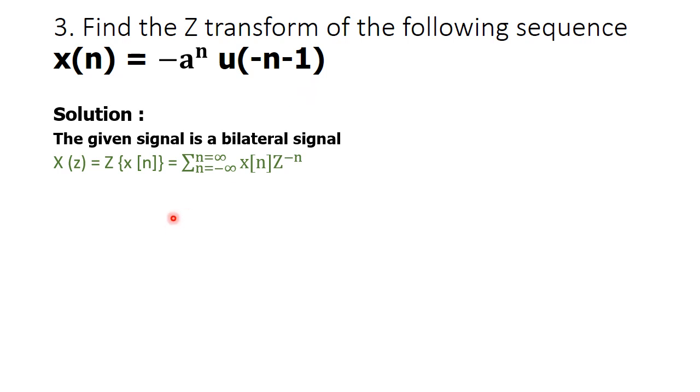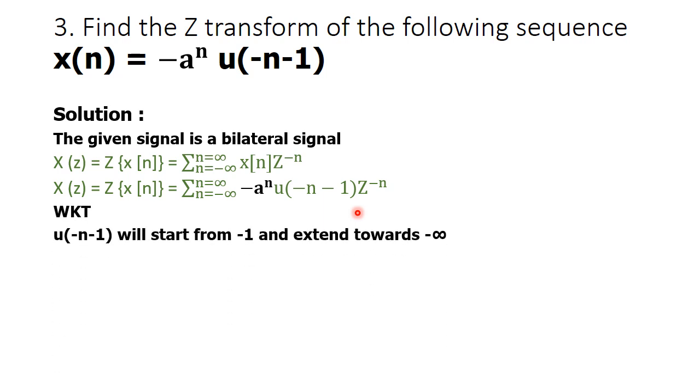So the formula for X of z is n equal to minus infinity to plus infinity x of n z power minus n. Now instead of x of n, we will substitute the value minus a power n into u of minus n minus 1. U of minus n minus 1 exists from minus 1 to minus infinity. So we have to change the limit for the summation as minus 1 to minus infinity, a power n z power minus n. Now we can remove this u of minus n term.